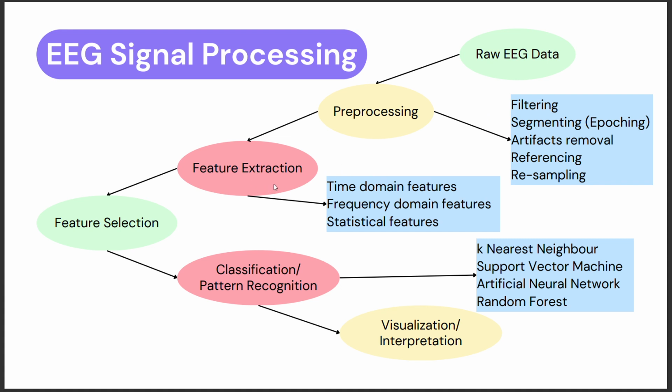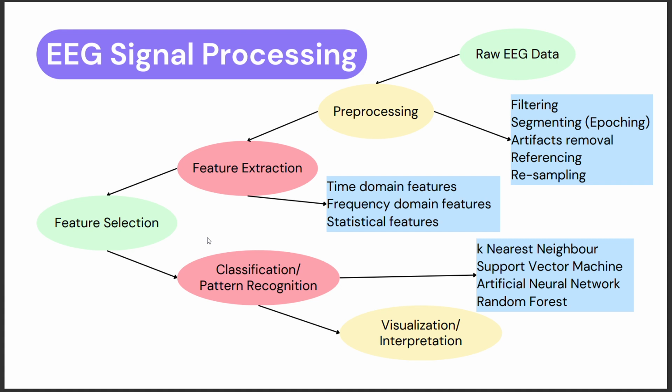When these features are extracted, certain specific features are selected for further analysis, and classification or pattern recognition algorithms are applied on these selected features. The most popular ones being k-nearest neighbors, support vector machines, artificial neural network, random forest. This is for the typical EEG signal processing.